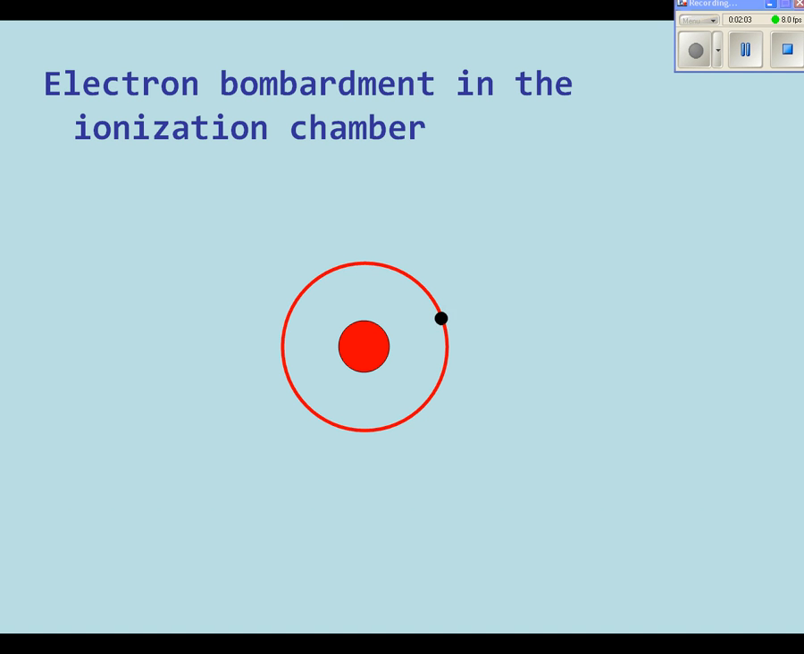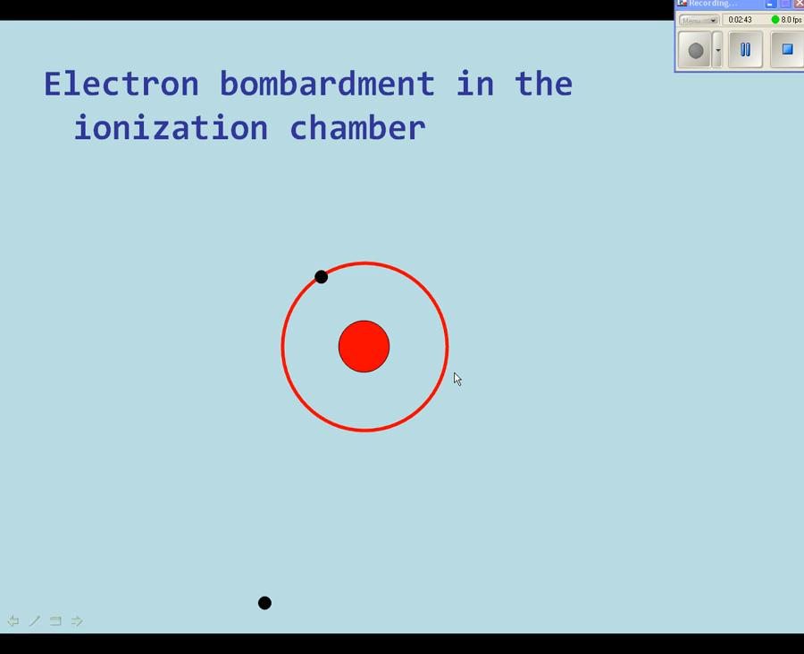This represents an atom in the ionization chamber. Now, the atom's neutral at this stage, but we know that in the nucleus there are a certain number of protons. In the shells around the atom there are a certain number of electrons. I've only drawn one for simplicity here, but the number of protons and the number of electrons are equal in a neutral atom. Now, this atom, if it happens to fall in the path of a fast-moving electron that's just been released from the warm metal coil and heading towards the strong positive plate on the other side, the collision or bombardment could cause this electron in the atom to be knocked out.